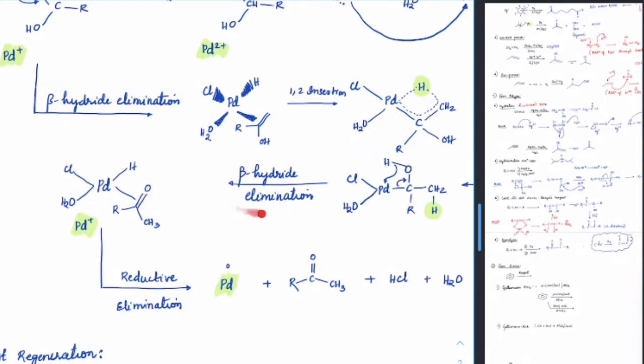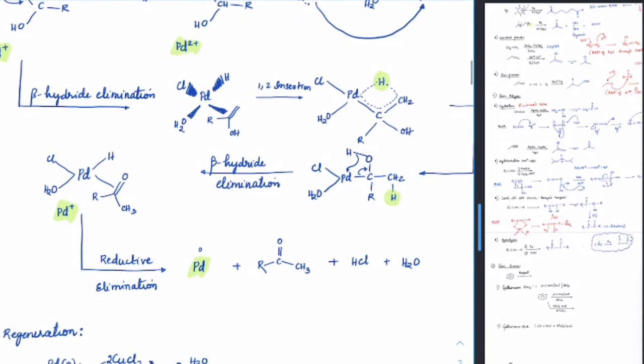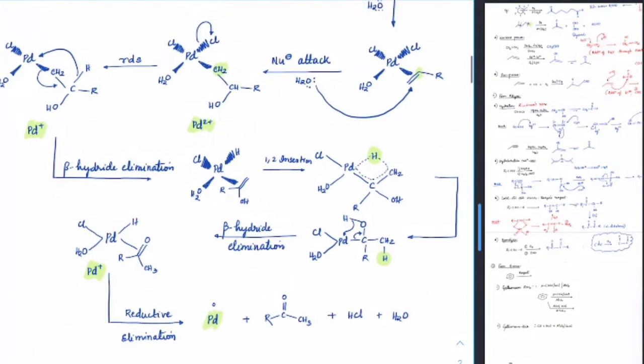This is called beta hydride elimination. Again, these are all steps which you don't have to worry about. What are the important pointers you need to note is the oxidation state of palladium.